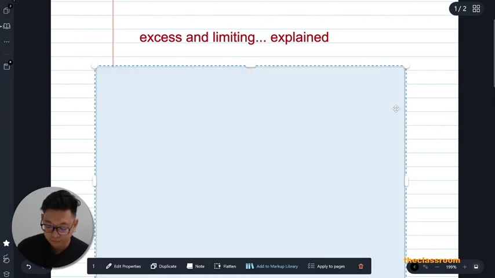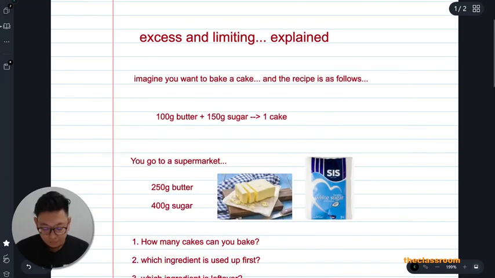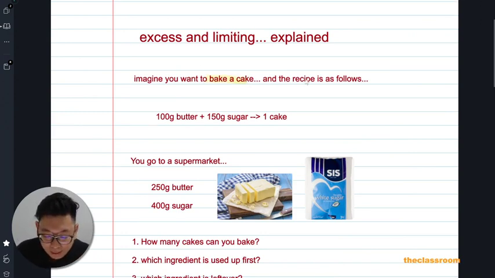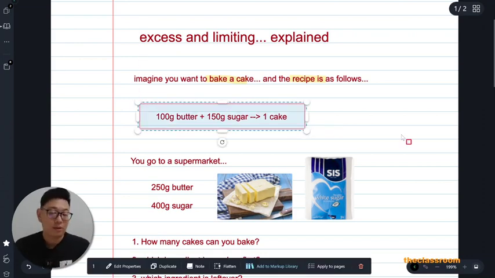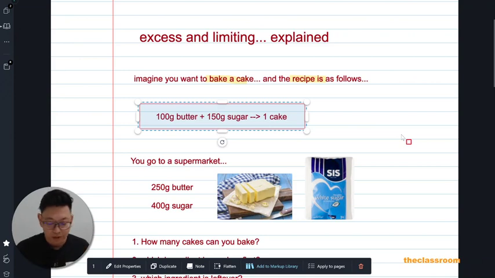So let's assume now you want to bake a cake. I know it's very, very wordy, just bear with me for a short while. The recipe for baking a cake is as follows: 100 grams of butter, 150 grams of sugar gets you one cake. So this is like the recipe. You're going to get a super delicious cake.